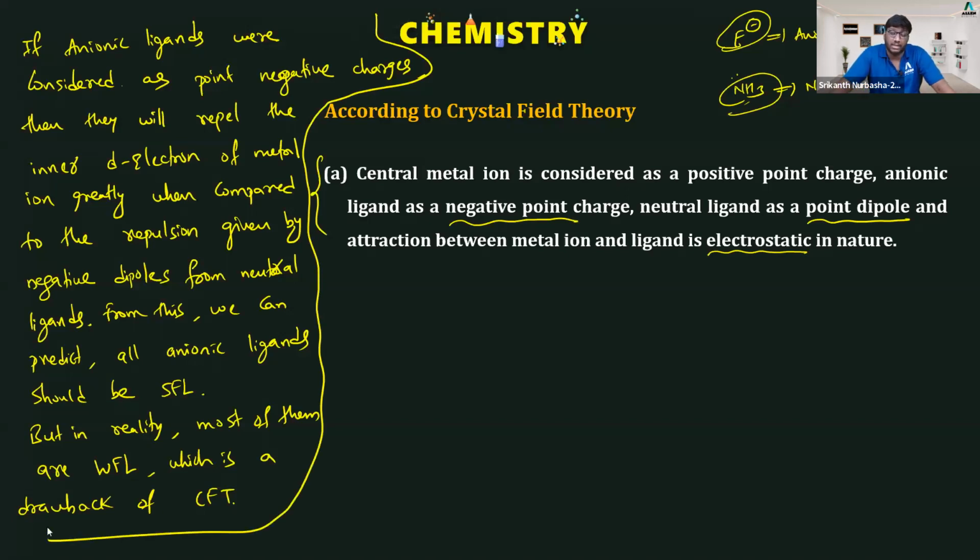All of you note down these very logical things. If anionic ligands were considered as point charges, then they are going to have greater attraction with the metal ion, and they will also repel greatly the inner d electrons of the metal ion. If the anionic ligands are repelling the inner d electrons greatly, they should be strong field ligands. But in reality, what is happening? Most of the anionic ligands are weak field ligands. So they are contradictory to each other. Reality is different, and what is predicted by CFT is different. So that is a drawback of crystal field theory as well.